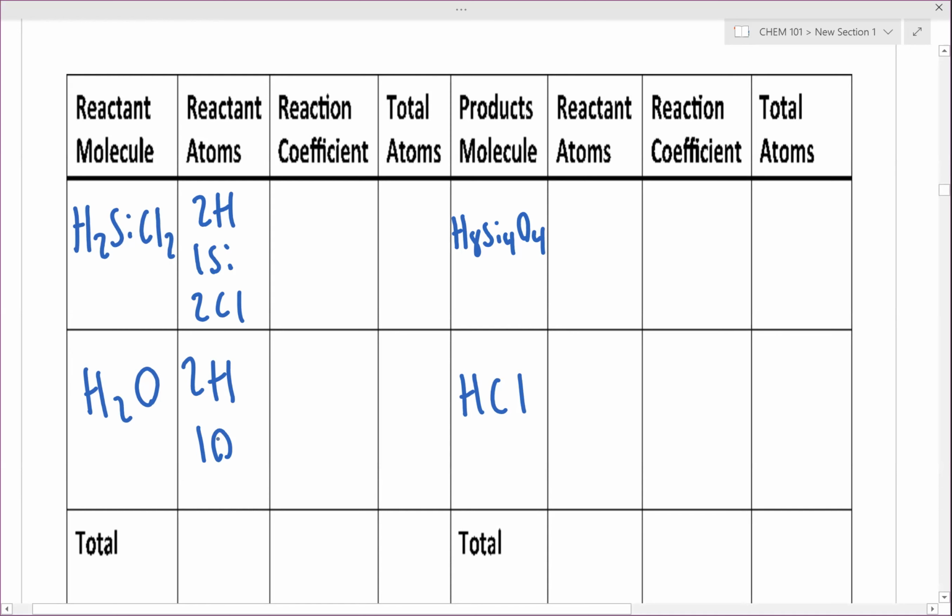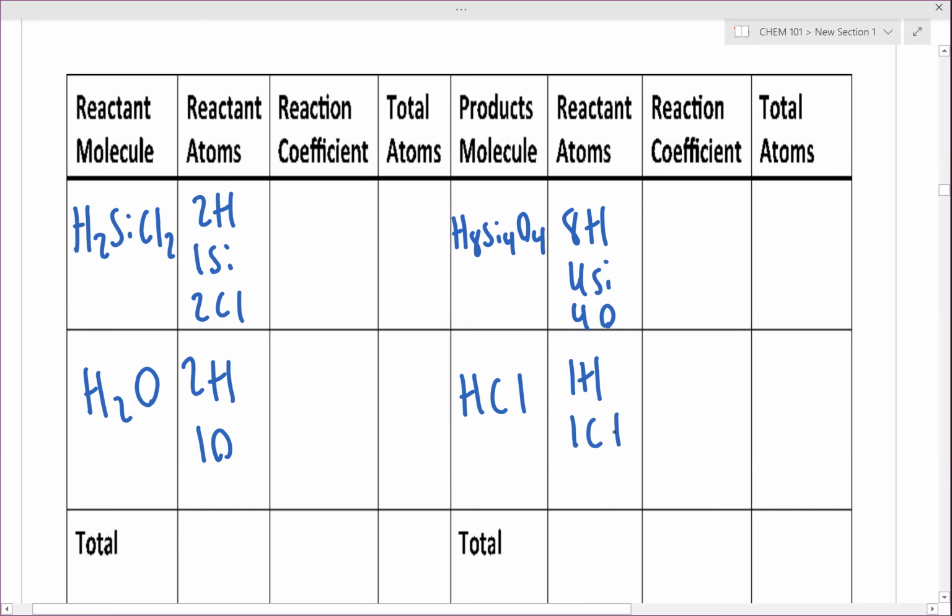Okay. In this formula that closely resembles silica gel, it's an absolute mess to handle. How many hydrogens do we have? 8. How many silicons do we have? 4. And how many oxygens do we have? 4. Okay, and in HCl, we have 1 hydrogen and 1 chlorine.